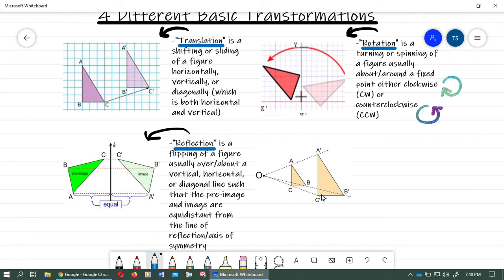Now, none of those words that I just said, stretching, shrinking, enlargement, reduction, none of those words are the technical or formal name for this transformation. The formal name for this transformation is a dilation. Say it with me, y'all. Dilation. You guys have heard the word dilation before.